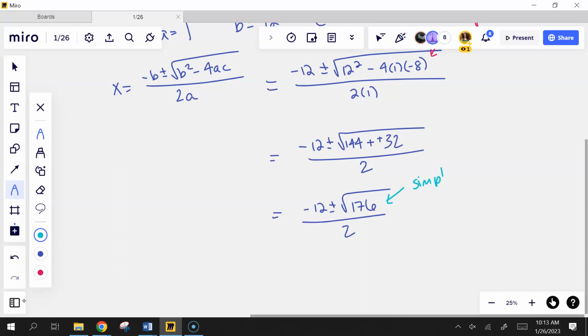Can I simplify this? In other words, is there a perfect square I can divide 176 by? What's the biggest one? 16 and 11, so said. Good job. So now this is 4 times the square root of 11. Everybody okay?